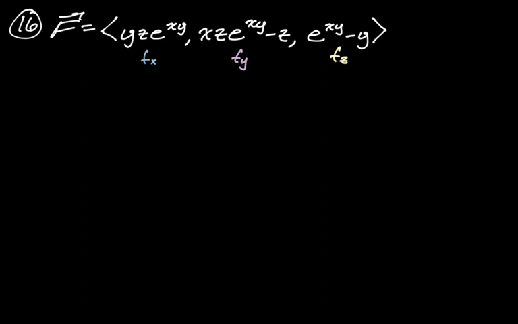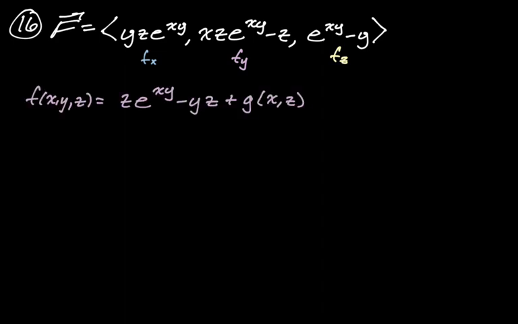I'm just choosing there because it looks like the best starting place to me. So I would think if I integrate this partial y with respect to y, I get z e to the xy minus yz plus our arbitrary function of x and z, because we integrated with respect to y. All right, we'll find partial x of this thing.